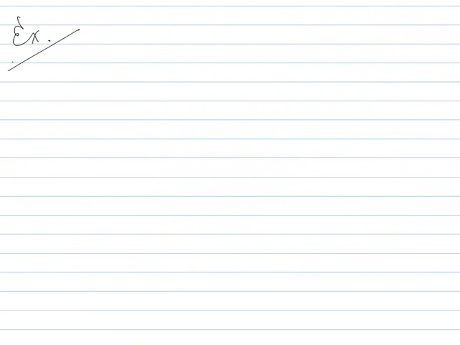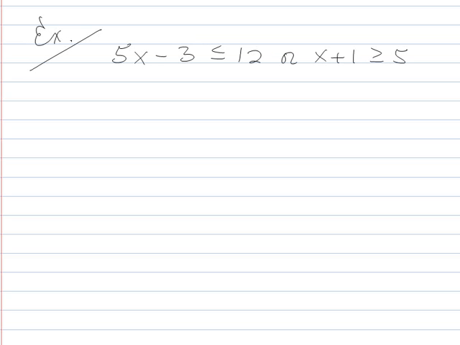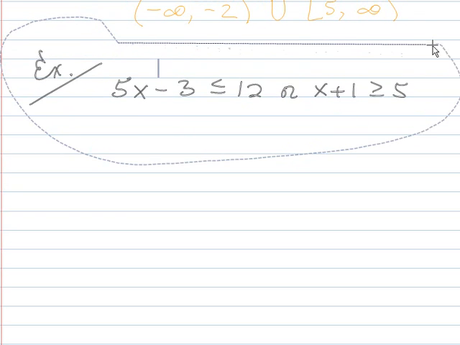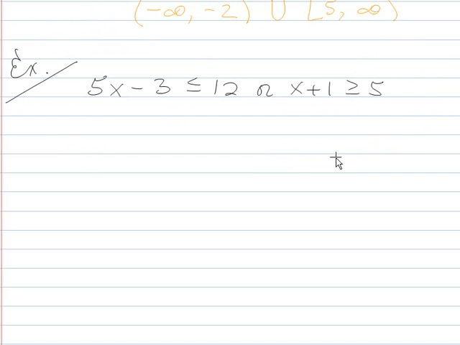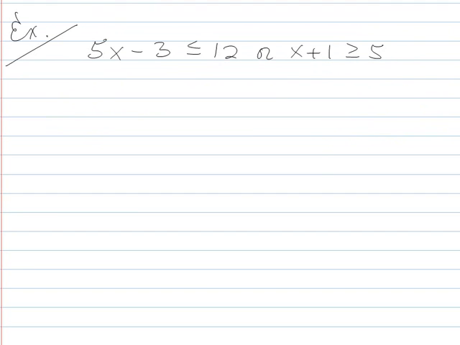All right, so let's try something else kind of similar. Let's try 5x minus 3 is less than or equal to 12, or x plus 1 is greater than or equal to 5. I'll say or, not and. So take a minute and pause the video and actually try to work this out. See if you can get a good solution for this. If so, great, come and check your answer. And if not, come back and see what maybe you missed.